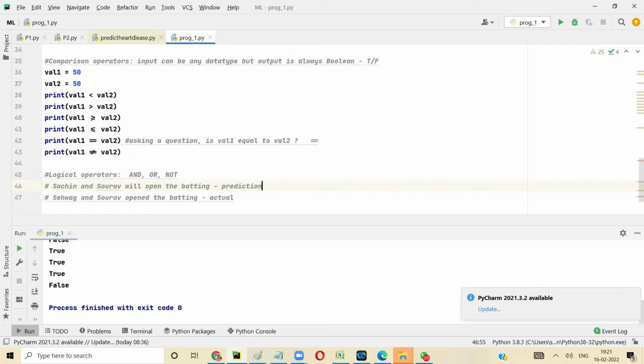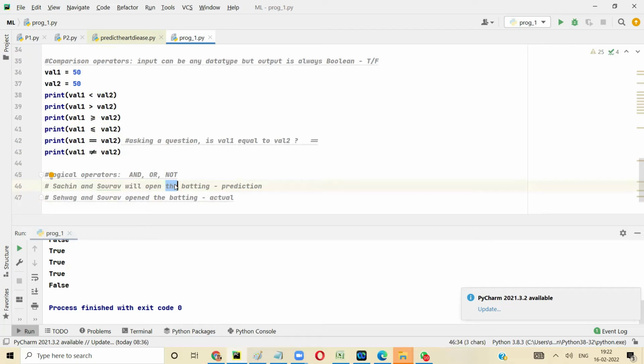This is the prediction. I made a prediction. I told you, Sachin and Saurav will open the batting today. And actually, Sehwag and Saurav opened the batting. So did I get it right or wrong? Am I correct? Correct or wrong?